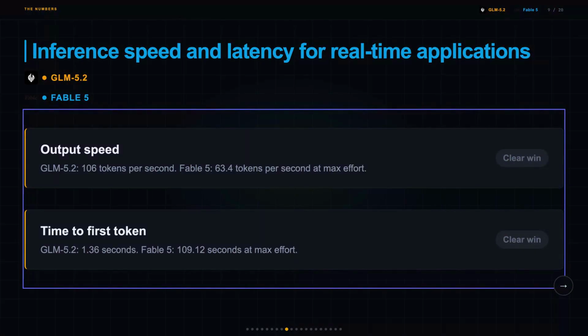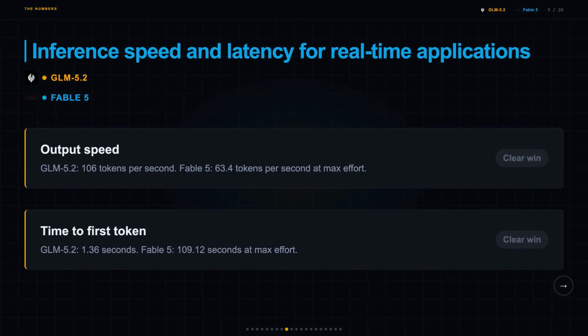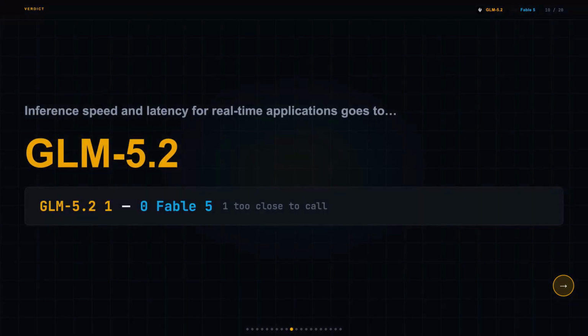GLM 5.2 hits 106 tokens per second on output and starts responding in 1.36 seconds, while Fable 5 maxes at 63.4 tokens per second and takes 109 seconds to get to its first token. I looked at that figure twice because 109 seconds is not a typo, and yeah, these are from different test setups, Telnix for GLM 5.2 and Developer's Digest for Fable 5, but the gap is so large it's hard to explain away. I was expecting a gap, but not this.